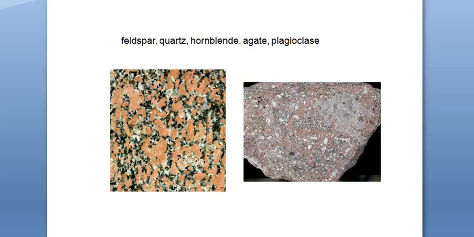Now, the minerals in the rock can vary. Here are some examples: feldspar, quartz, hornblende, agate, and plagioclase. Feldspar is the pinky one here. Quartz is the whitish one. It's actually clear. And hornblende is one of the darker ones. Here's a nice smooth cut polished surface, and here's just a rough naturally worn surface.